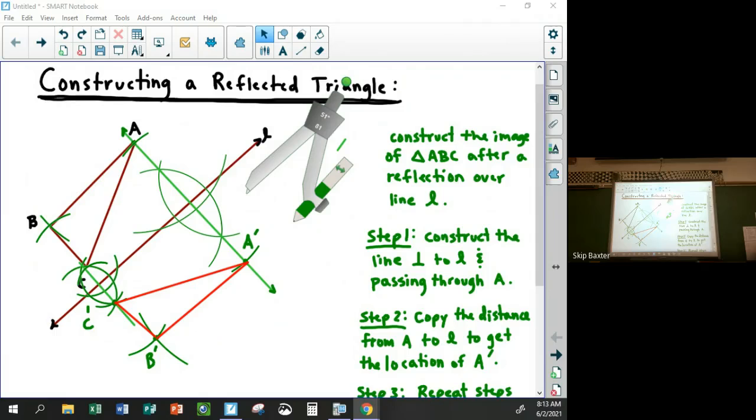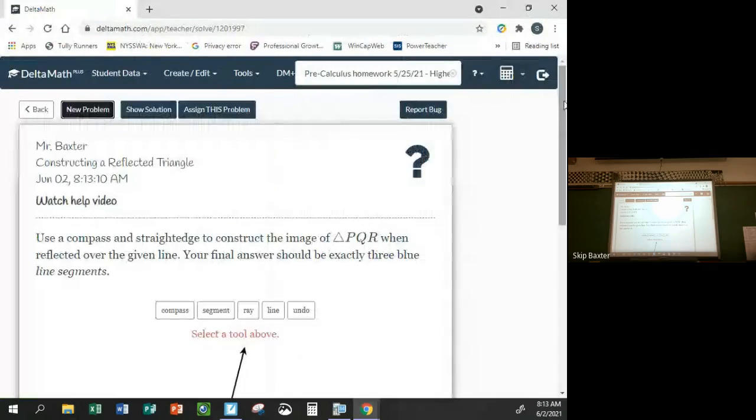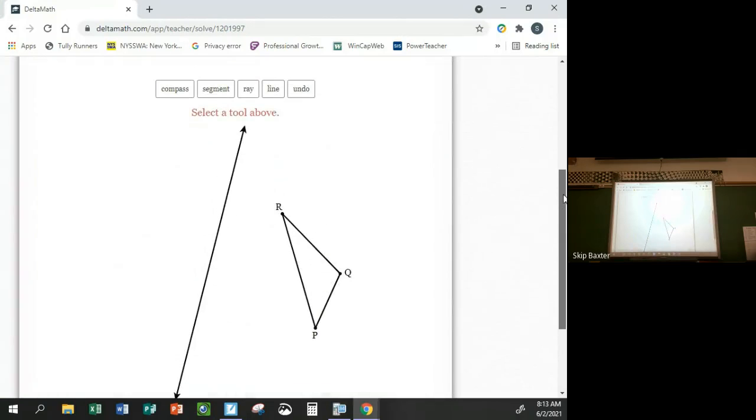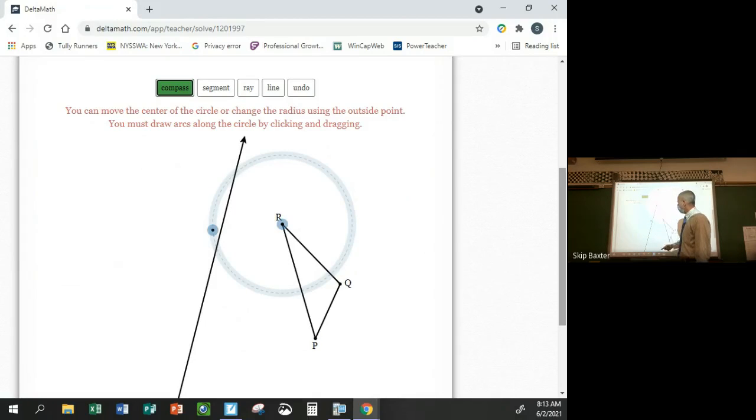All right, so here's the problem. So first I'm going to draw a perpendicular line from R to the line of reflection. So I go my compass, open it enough that it's going to intersect the line twice, make an arc here, and make an arc here. But really all I need is that point and that point, right?